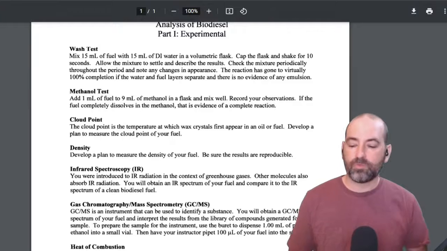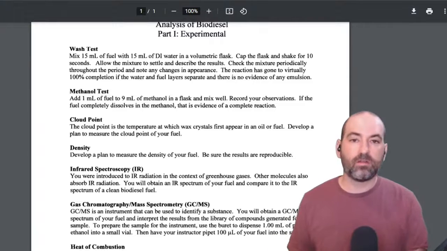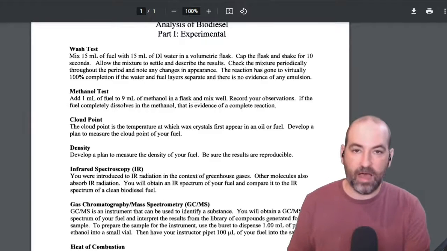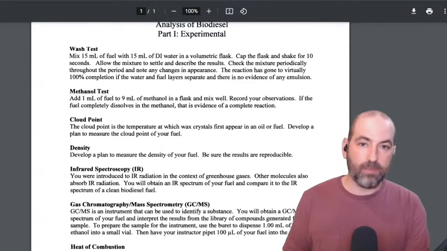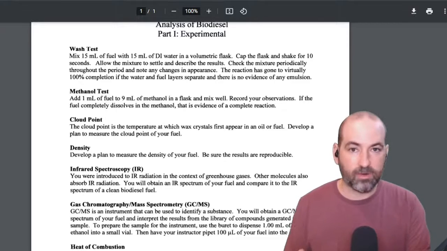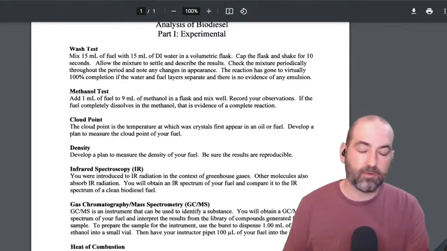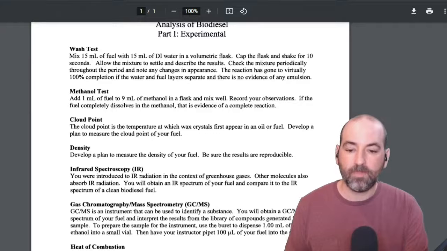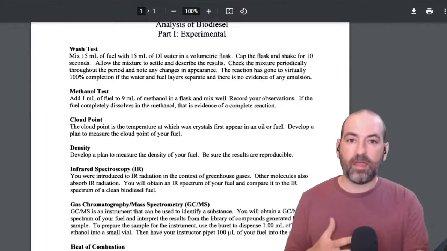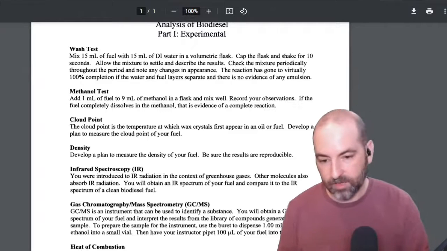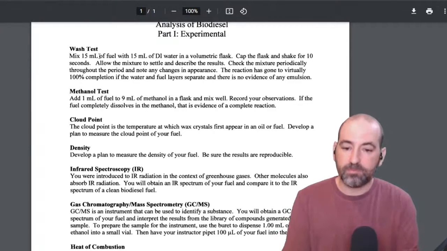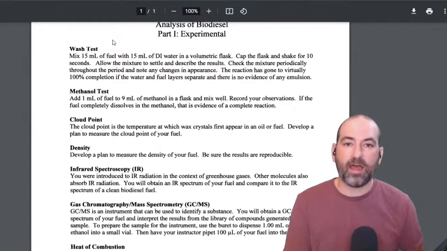All right, so these tests all concern themselves with characterizing the product that you got and seeing if it is indeed biodiesel, if it's pure, or if it has other things like unreacted oil in there. We'll be able to figure that out. And then we'll also know some things about what it's composed of and how it behaves as a fuel after getting all this stuff.